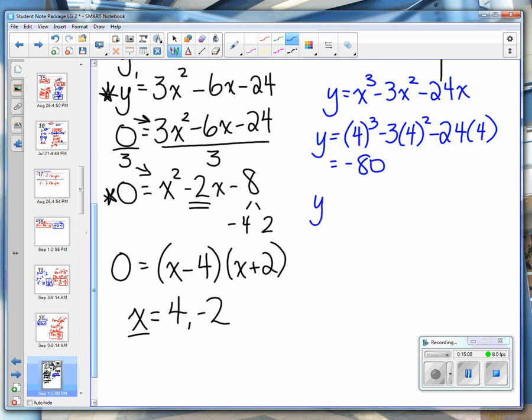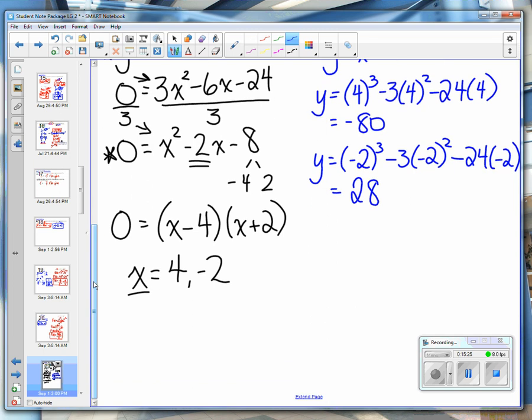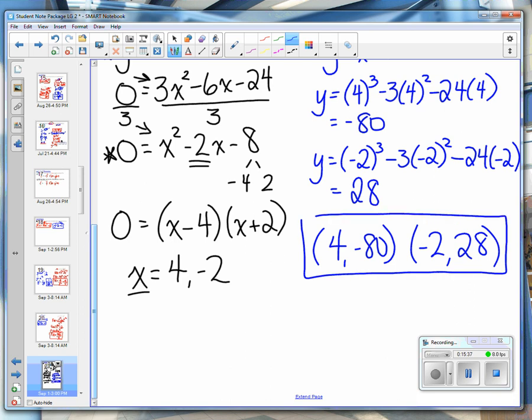Next one, I'm going to do the same thing, but instead I'm using negative 2 cubed minus 3 times negative 2 squared minus 24 times negative 2. And when I actually evaluate that, we're going to get 28. So the two final answers here, or the two points, would be 4 and negative 80, and negative 2 and 28. And those would be our solutions.